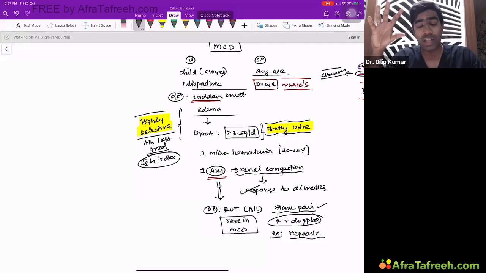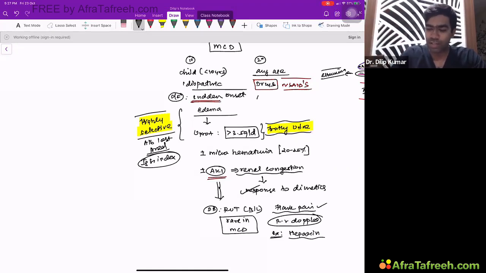So NSAIDs are extremely important from the adult perspective. And it can happen because of bisphosphonates. It can happen because of sulfur drugs like sulfasalazine. But NSAIDs are the most important. Bisphosphonates and sulfur drugs can produce it, but NSAIDs are very, very important.